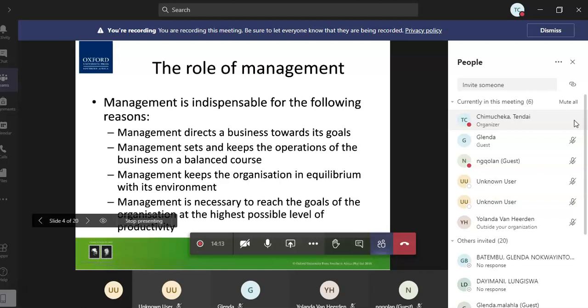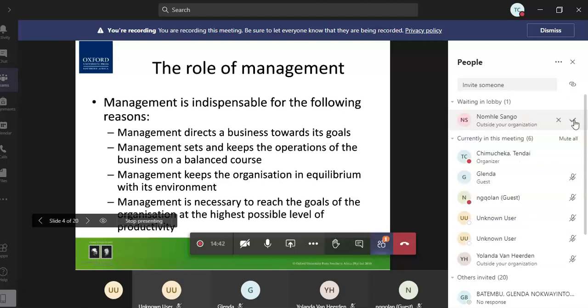Management is also necessary to reach the goals of the organization at the highest possible level of productivity. Because it is possible to just say that in whatever case we will still achieve the goals, but management has that duty to ensure that there is efficiency. We achieve those goals without wasting resources, without wasting time, without putting in unnecessary effort, which may be costly to the organization.